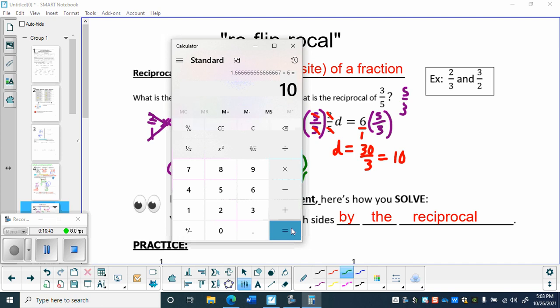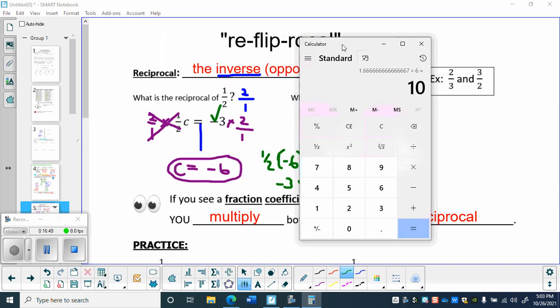And you see we get the same answer. So you're multiplying this 6 by the reciprocal. We can double check over here. If I do -3 times the reciprocal of a half, which is 2, that's our answer.